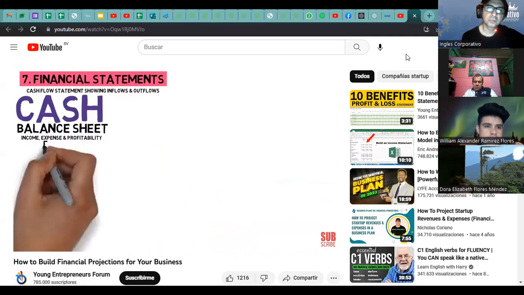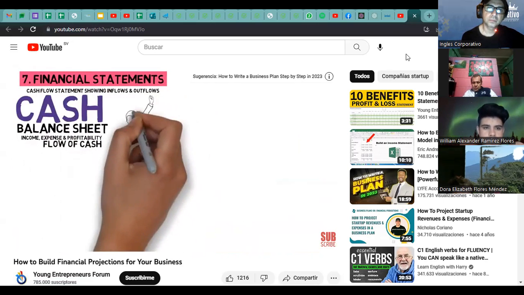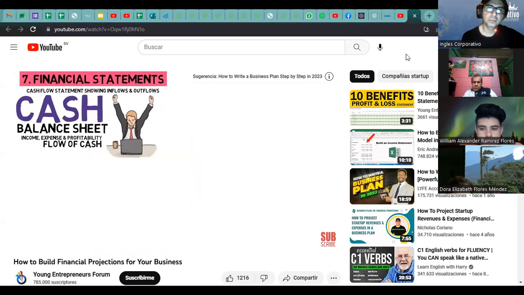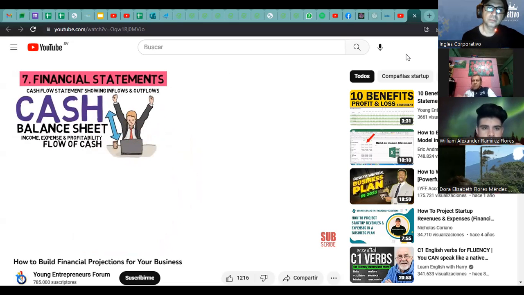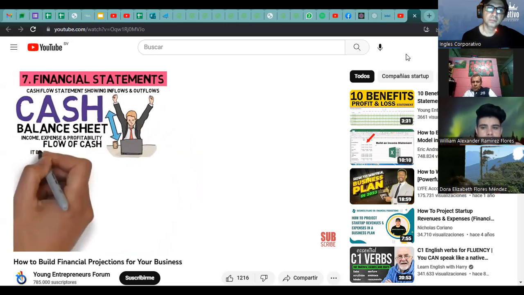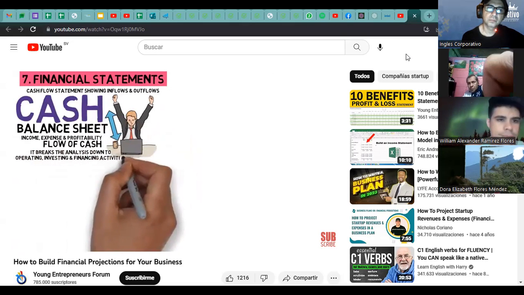A cash flow statement also reflects the flow of cash in and out of a business, thus indicating its liquidity. It shows how changes in balance sheet accounts and income affect cash and cash equivalents. Essentially, it breaks the analysis down to operating, investing, and financing activities.